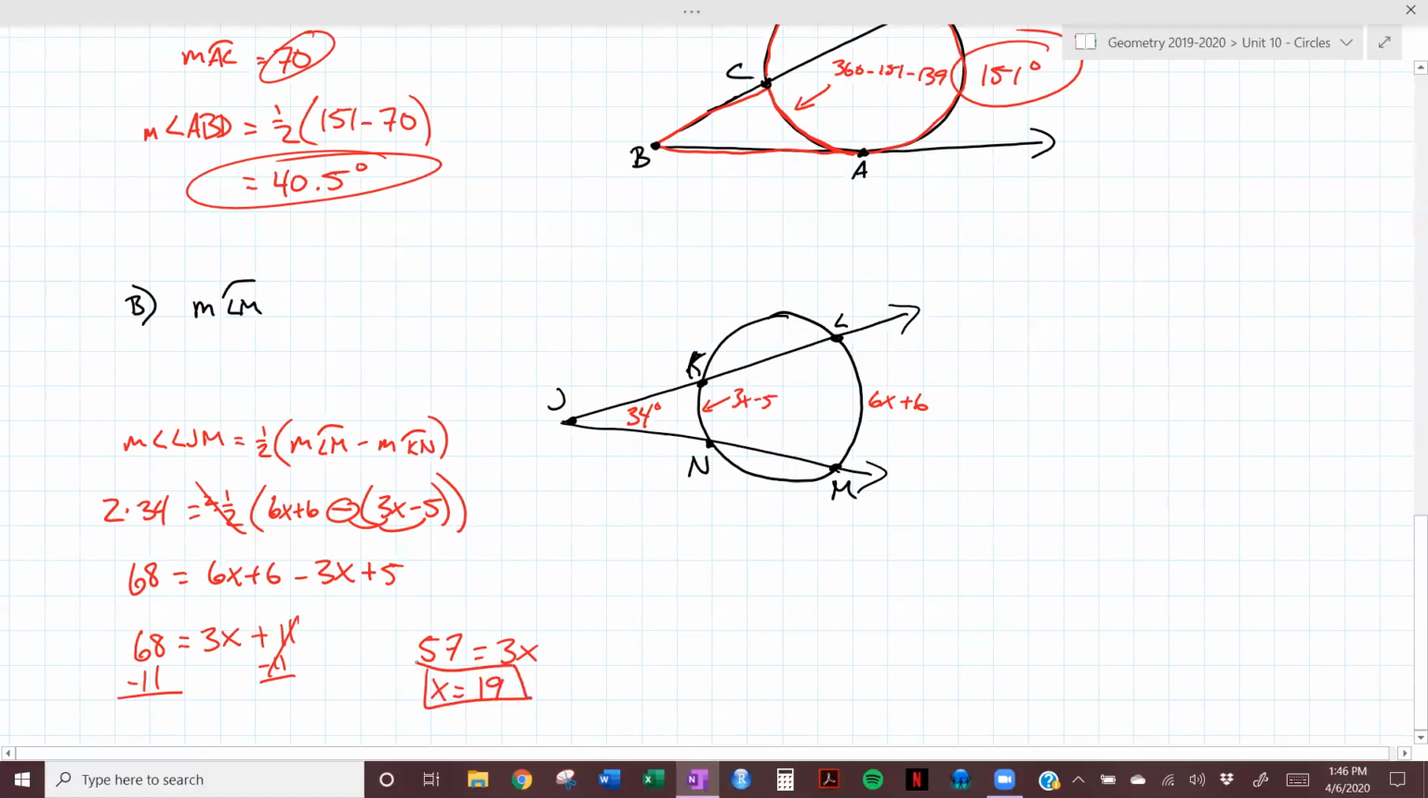Okay, however, we're not done. We want to find the measure of arc LM. So we have 6 times 19 plus 6. So the measurement of arc LM equals 120. Okay, that's how you do that one.